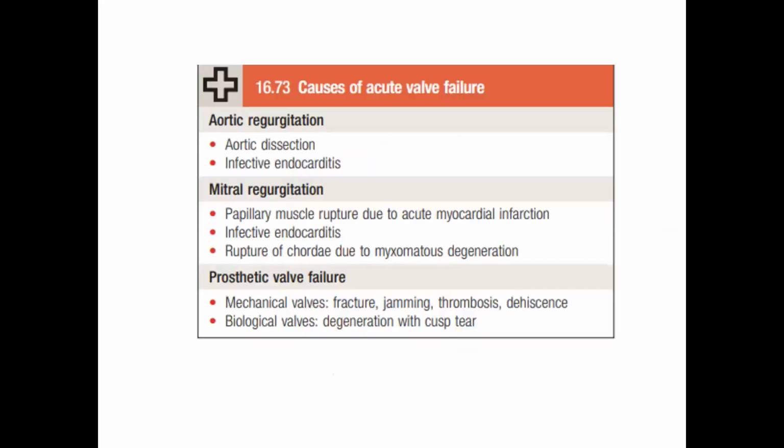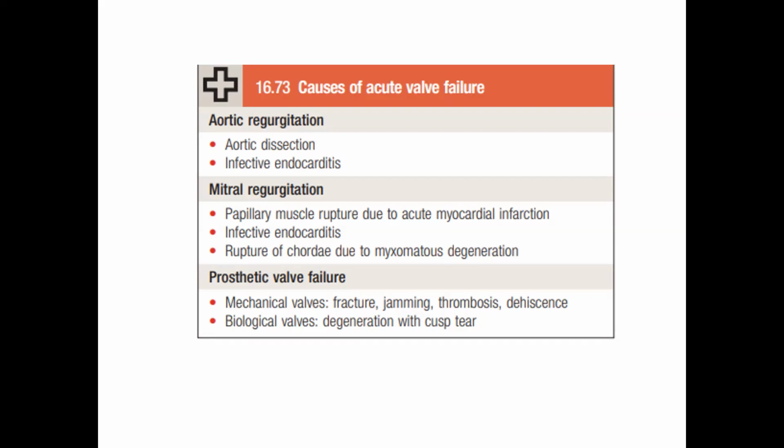Next, we are coming to valvular heart disease. We are discussing the causes of acute valve failure. First, aortic regurgitation. For the cause of aortic regurgitation, the most important things are aortic dissection and infective endocarditis. You see, aortic dissection and infective endocarditis.